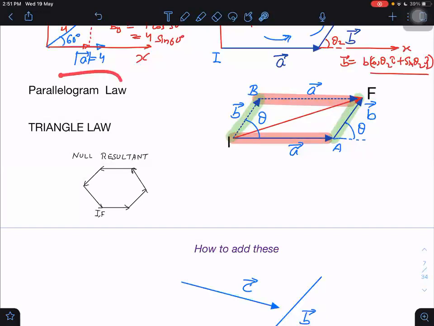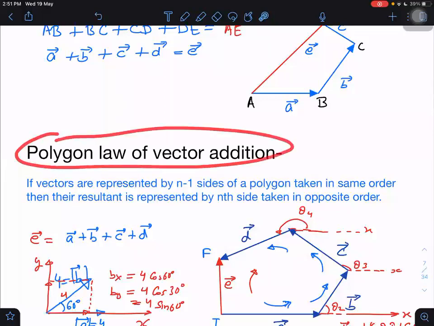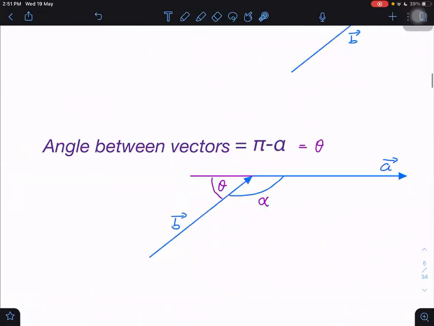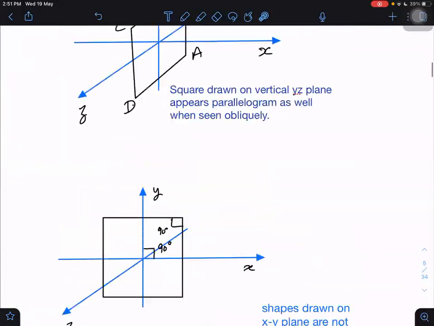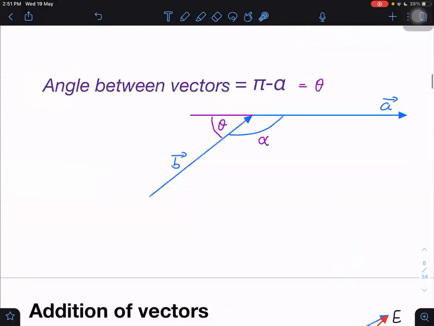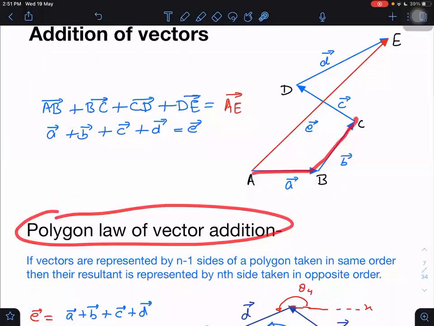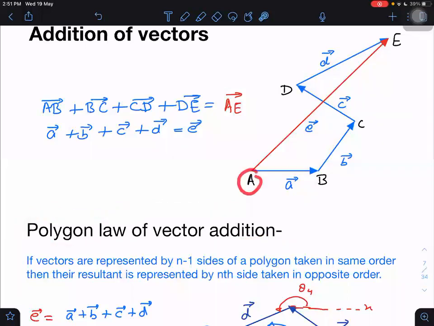In fact, I don't need to learn this law. I don't need to learn polygon law. I need to understand common sense. Common sense says that if I have to add vectors, then I have to arrange them in proper order. I can arrange in this way. Now you observe it here. Is it even a polygon? It is not even a polygon. But even then, this law is still valid.